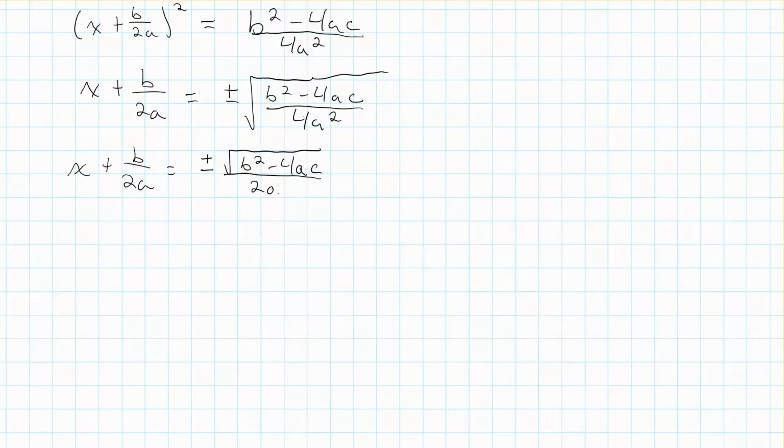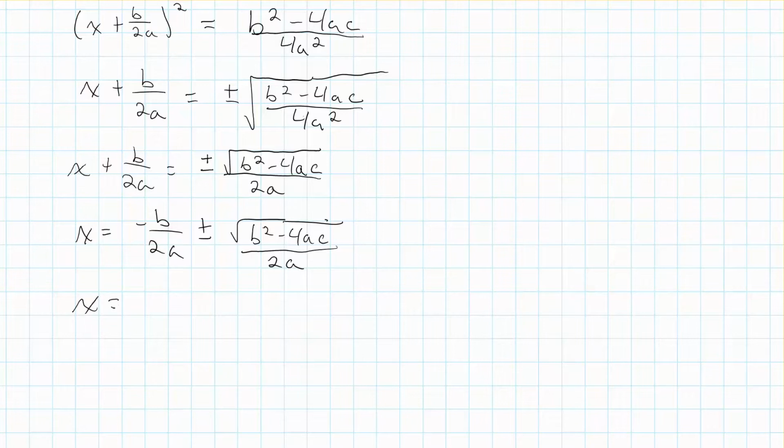all over 2a. Now I'm just going to subtract. I have negative b over 2a plus or minus the square root of b squared minus 4ac all over 2a. And then we can simply combine that, because it's the same denominator, and we wind up with our quadratic formula, which is negative b plus or minus the square root of b squared minus 4ac all over 2a.